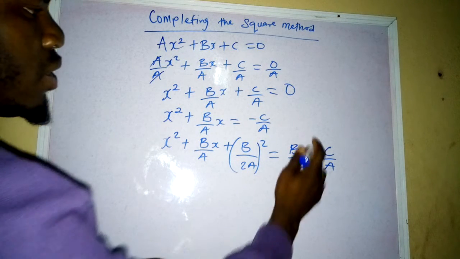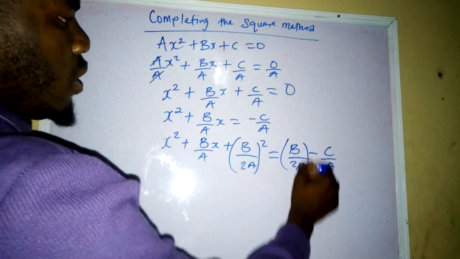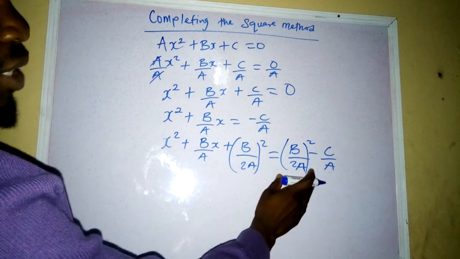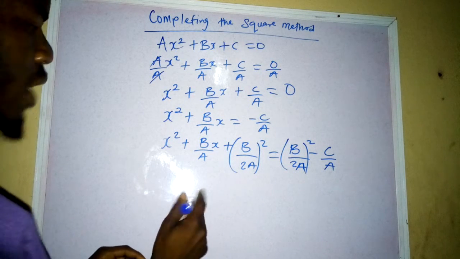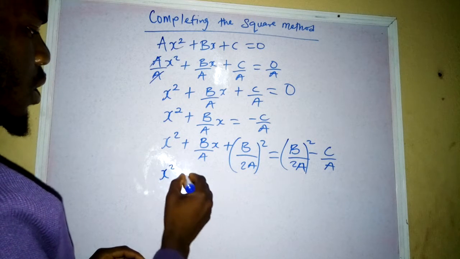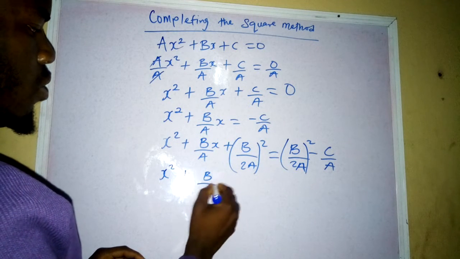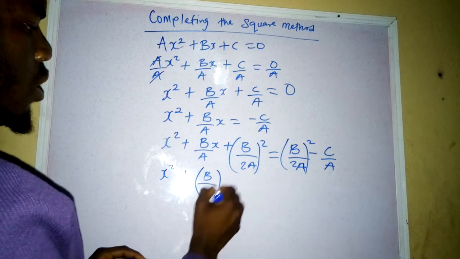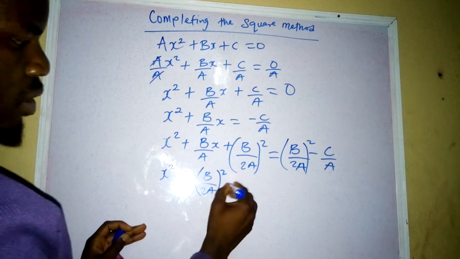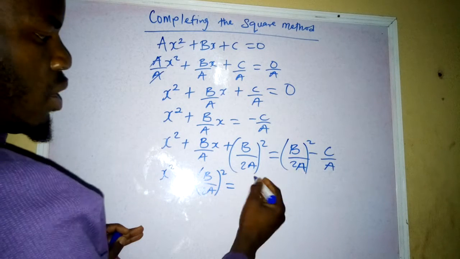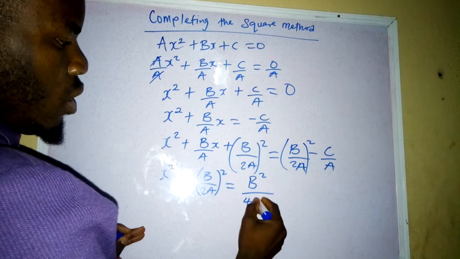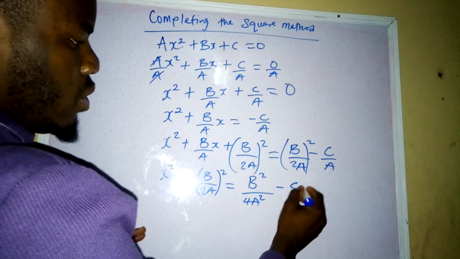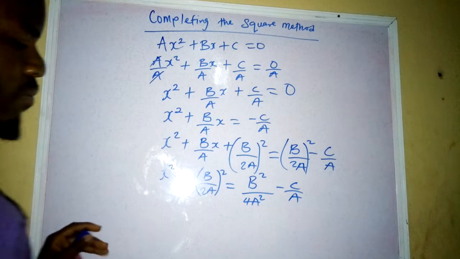Then in the right hand side, we're going to expand and simplify. So let's go ahead and do that. We have x squared plus b all over 2a all squared equals, we're going to expand this. We have b squared all over 4a squared minus c all over a.